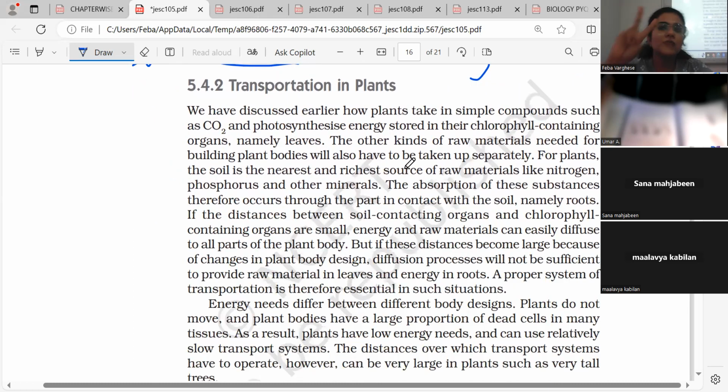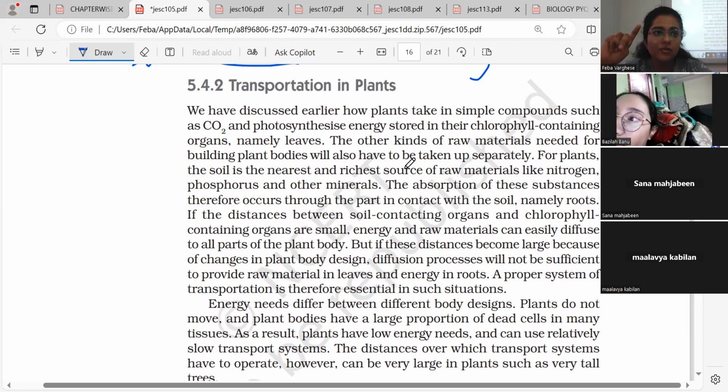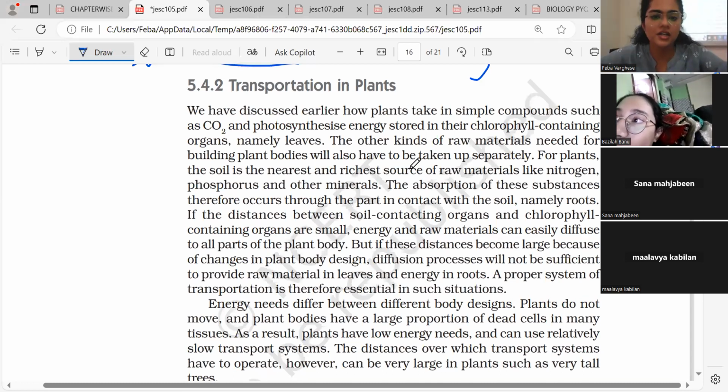Which are the two major tissues that help in the transportation of water and food in plants? Xylem and phloem. Xylem is helping in the water and mineral transport, whereas phloem is helping in the transportation of prepared food materials from the leaves to other parts of the plant. Right?